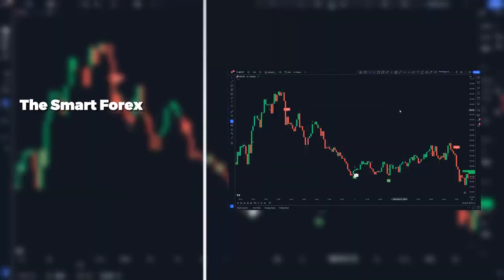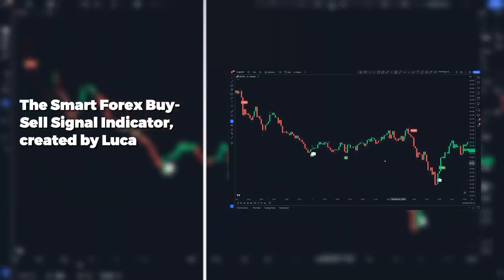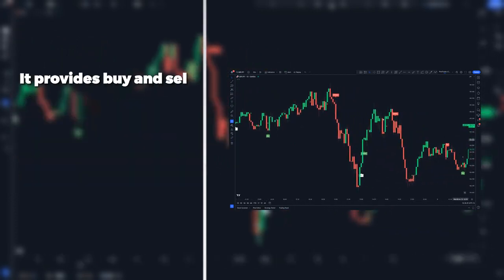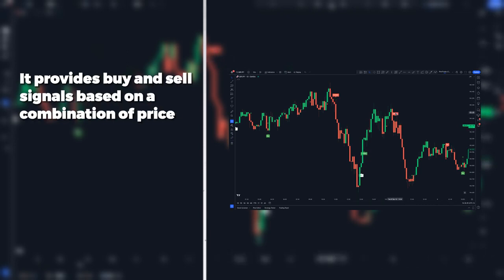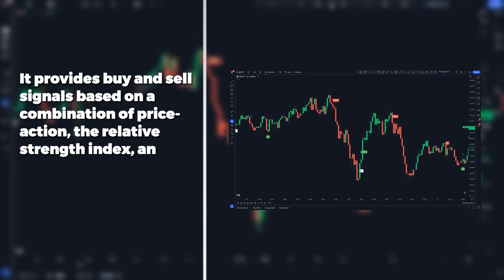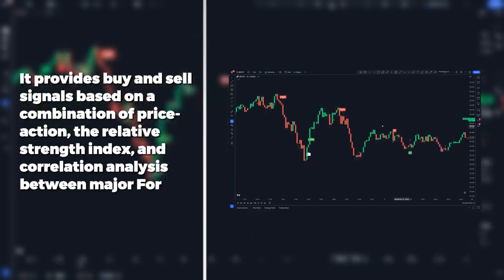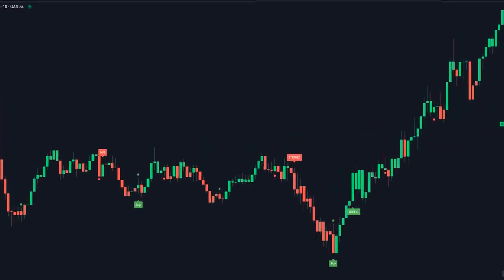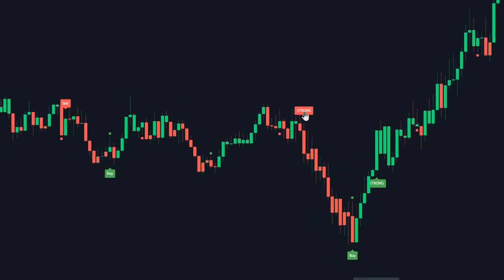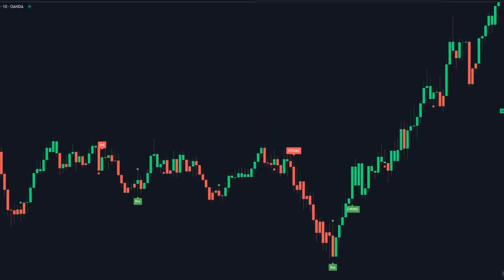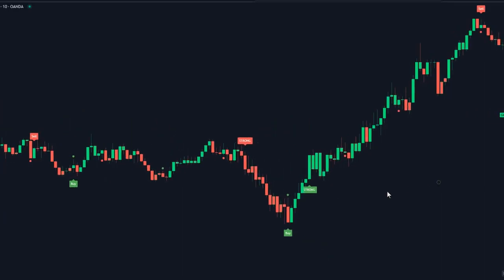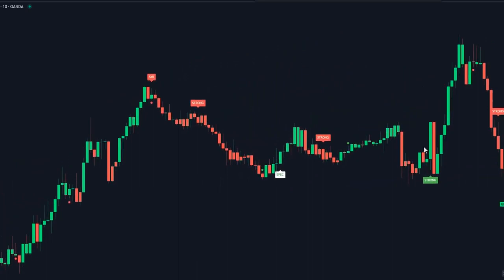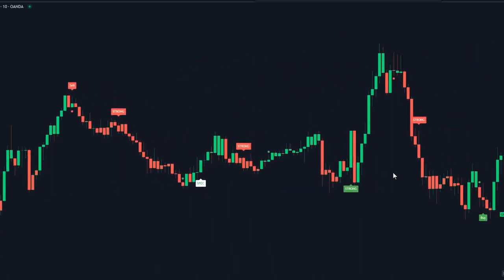Now, the Smart Forex Buy-Sell Signal Indicator created by Lucas is a trading tool designed for the Forex market. It provides buy and sell signals based on a combination of price action, the relative strength index, and correlation analysis between major Forex pairs. Let's break down its key features and functionalities. This indicator generates buy and sell signals, as you can see on the chart. These signals are based on price action, which involves analyzing historical price movements and patterns. The RSI is likely used to determine overbought and oversold conditions.